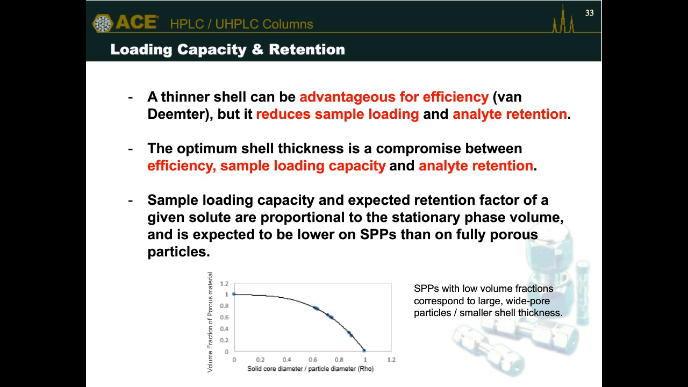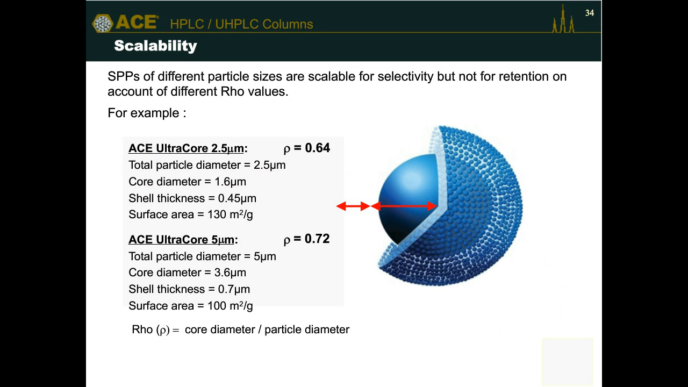And again, in our case, we have a different rho value for a 2.5 micron to a 5 micron column particle size. So the scalability isn't there. That means that if you want to develop your method on a 2.5 micron particle, you might need to tweak it when you go to a 5 micron particle. And again, that's something to consider for preparative chromatography.